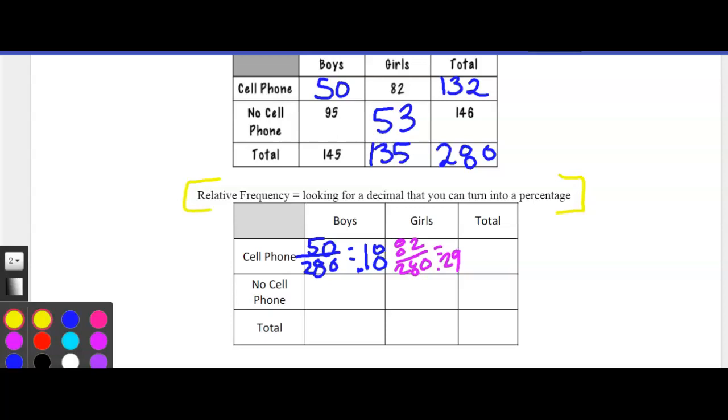And then last, the total for cell phone, that's how I would read that. This is the total for the cell phone column. It would be 132 divided by the 280. I'm doing this on my calculator like you can. It's 0.47, or again, I could make that a percentage and call it 47%.